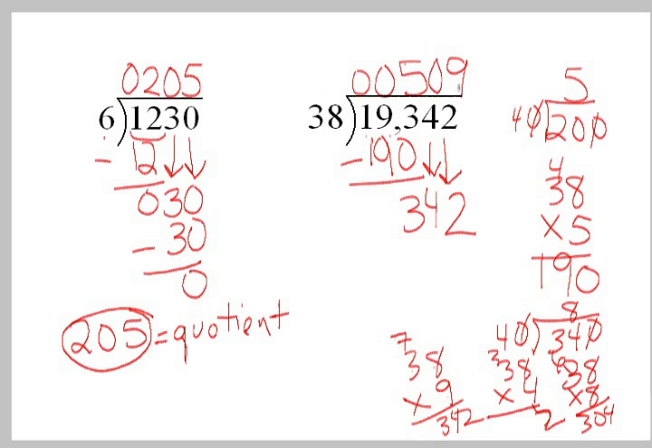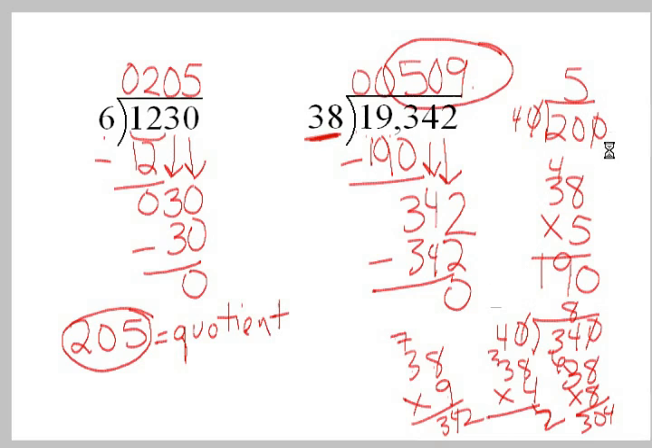We put the 9 up here. 9 times 38 is 342. Subtract, and we have nothing left. So our answer is 509. So sometimes, especially when we're dividing by a number that has 2 or more digits, we need to do some of this practice, some of this trial and error until we figure out what the answer is. So these are the steps for long division.